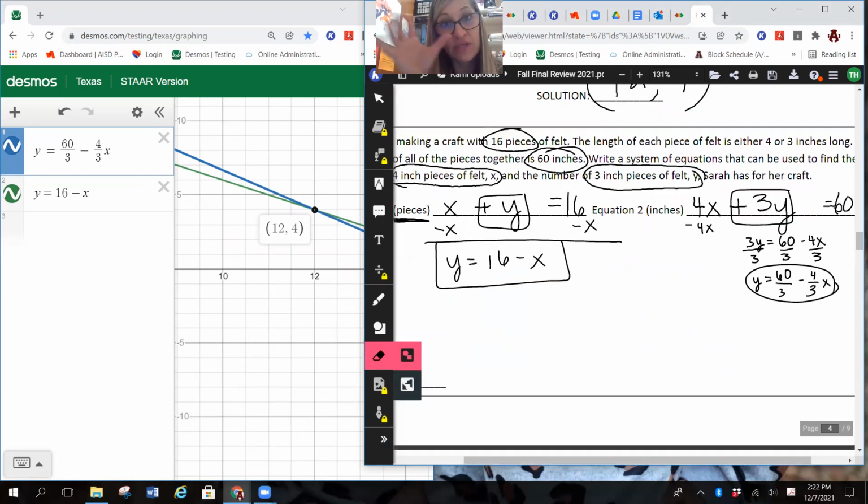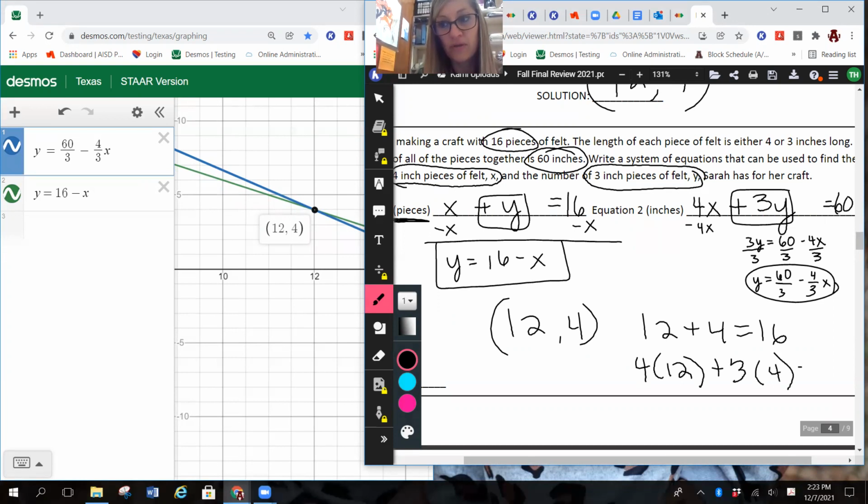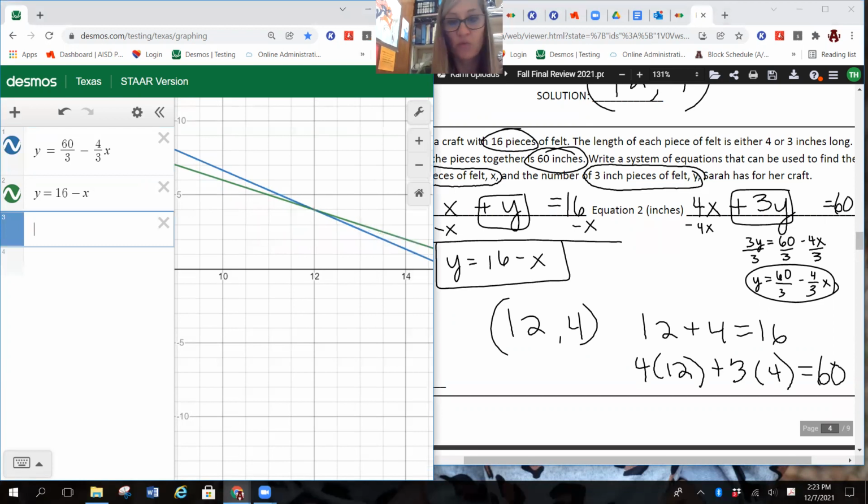So instead of having 3 and 7-inch pieces of felt, we had 3 and 4-inch pieces of felt. Together, there's 16 pieces. We know that 12, 4. If together there's 16, then 12 plus 4 does make 16. And 4 times 12 and 3 times 4 does make 60. And we can prove that by typing it into Desmos. That equals 60, 60 total inches.